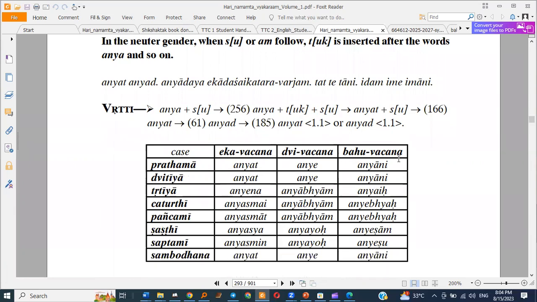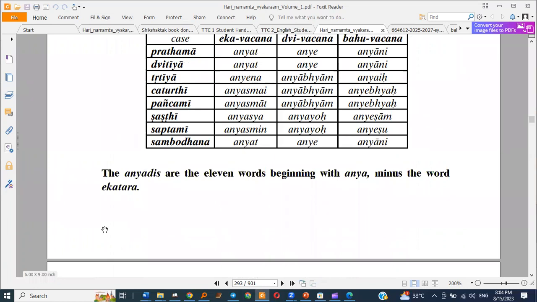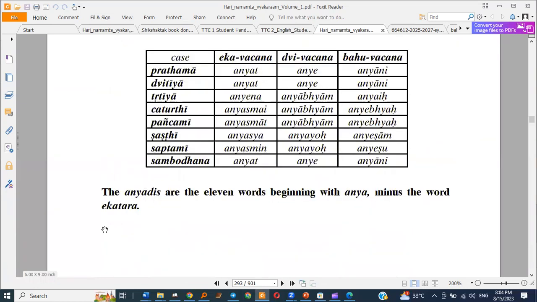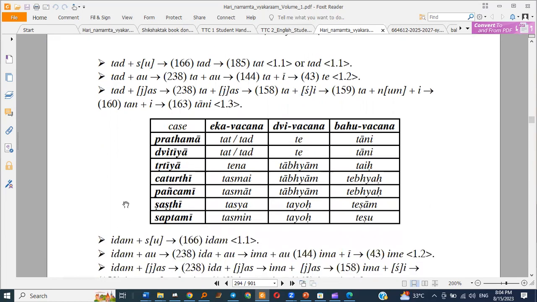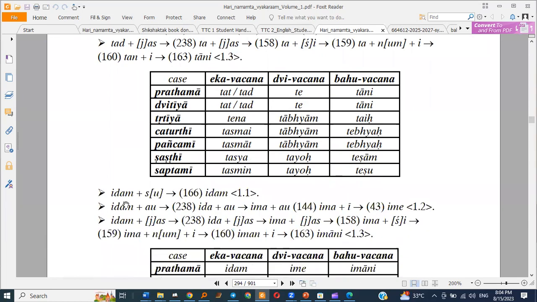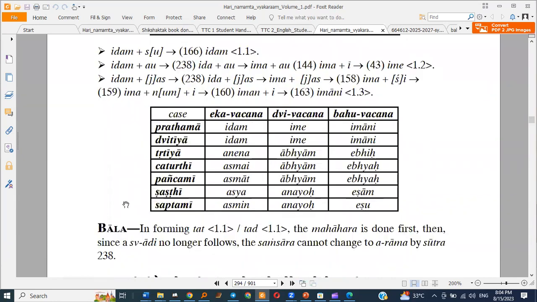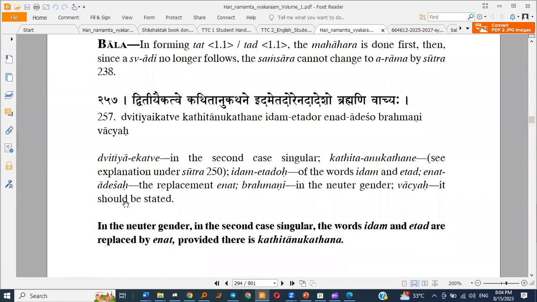And similarly, anyani. The anyadis are the 11 words beginning with anya, except for the word ekatara. Then the next word is tad plus su, su gets deleted. Tad is there. So, tad. Tani, same thing. Tena tabi. Idam is idam, ime imani. So, same thing here.